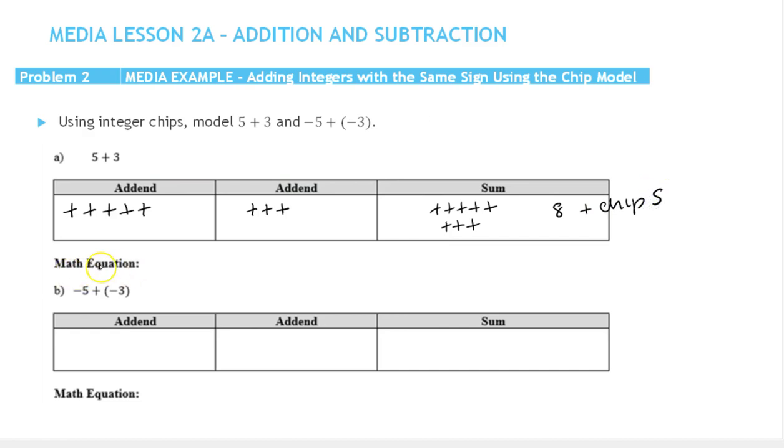So now we're also going to write this as a math equation. So here it's just an expression, and here we're going to write 5 plus 3 equals 8. And this is an equation because we're using the equal sign to show that these two expressions are equal. So 5 plus 3 is equal or equivalent to a total of 8 altogether. Now let's look at negative 5 plus negative 3.